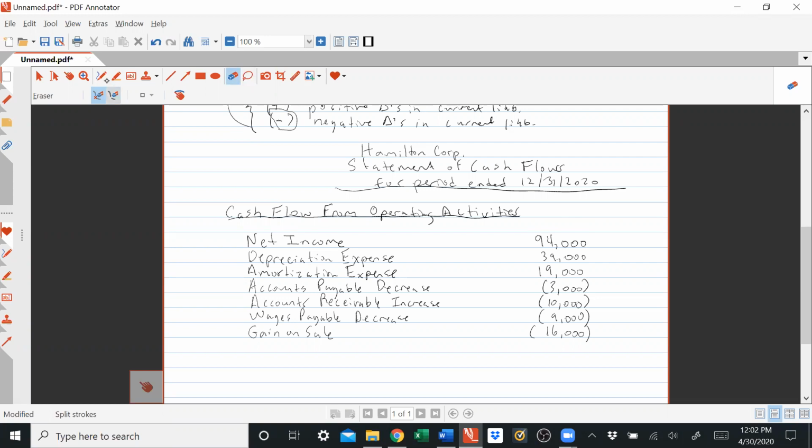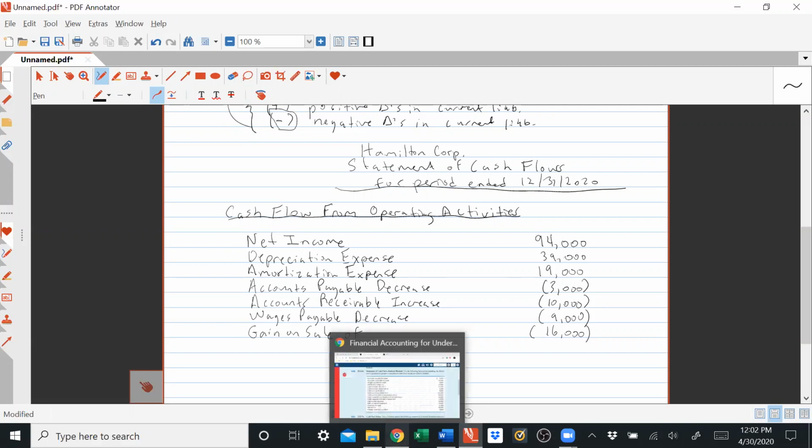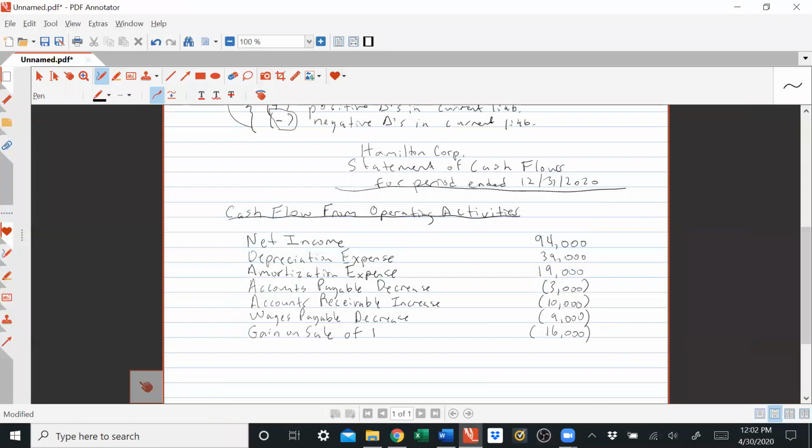I know this is a gain from selling a long-term asset, but this gain doesn't involve cash. The cash received from selling the long-term asset is going to go in the investing activities section. But this gain, which doesn't involve cash, is buried in this 94,000, and we're trying to turn the 94,000 into a cash number, so we have to subtract it. Gain on sale of equipment.